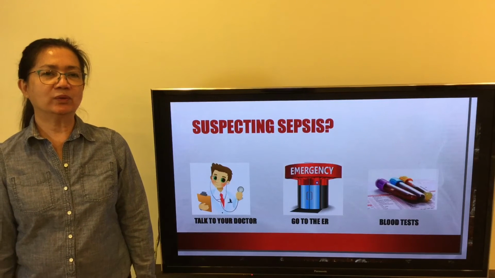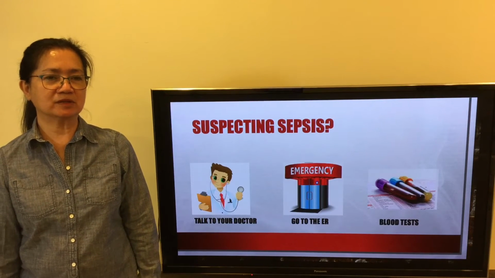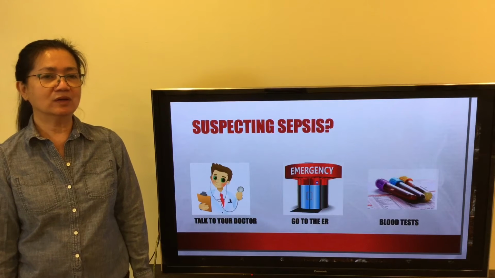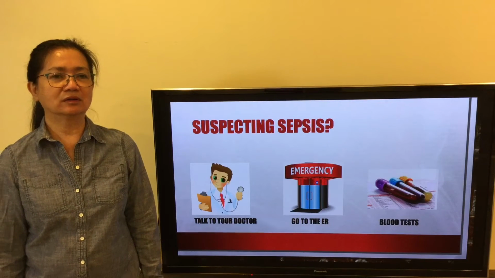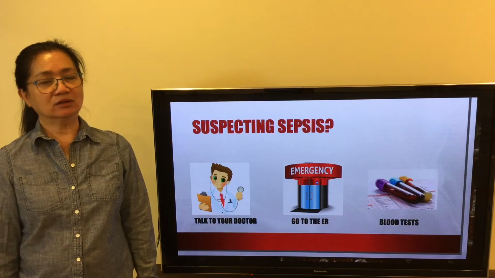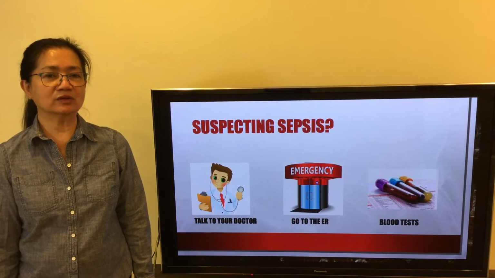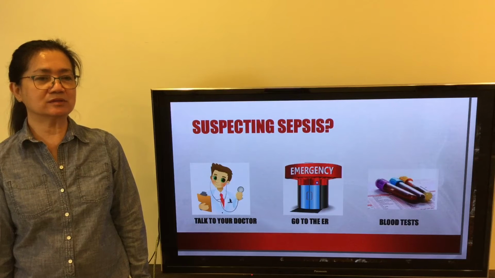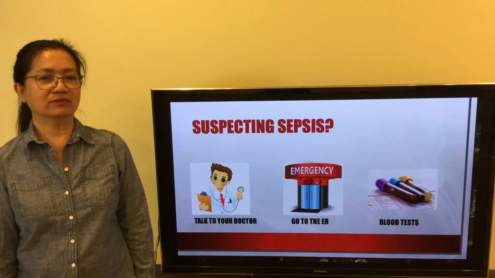So what do you do when you're suspecting sepsis? The very first thing you can do is talk to your doctor, ask for advice. Now, if you cannot contact your doctor, the next thing that you can do is go to the ER. It's always better to be safe than sorry.